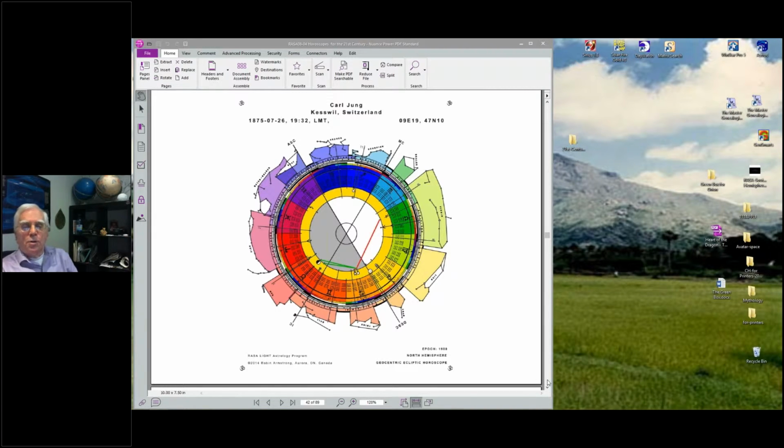Then you can start to work, you're working the chart. A planet's colored by the sign it's in, it puts its energy into the house it's in, and it does so easy or difficulty according to the aspects to it. The basics of RASA, basics of interpretation, period.